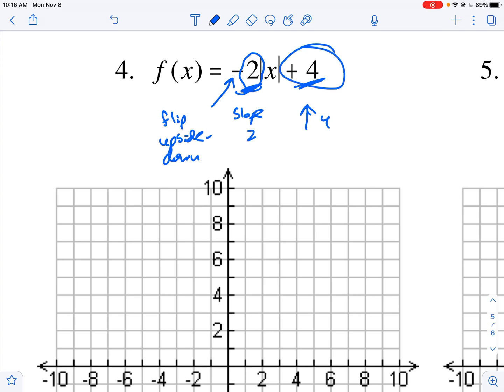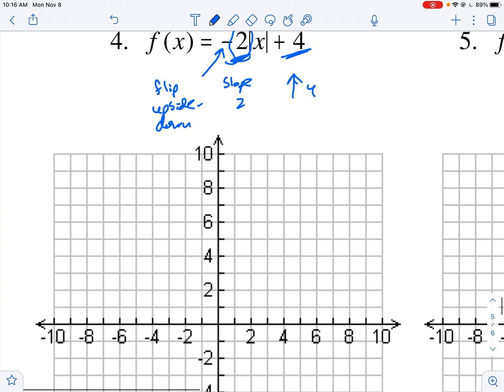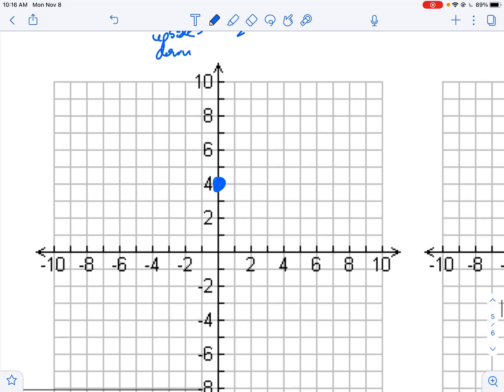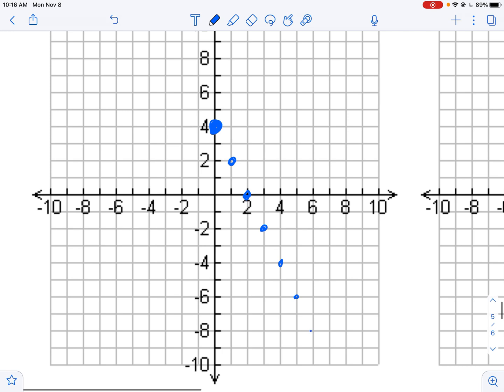Let's start by moving our vertex up 4. So we're going to go up 4 from our origin. There's our vertex. And we're going to use our slope of 2. Normally it'd be up 2, right 2, but since it's got this negative out front, we are going to make the points go down on either side. So we're going to go down 2, right 1, down 2, right 1, and we got this line here. And we're going to go the same on the other side, down 2, left 1, down 2, left 1. And we go down like that.